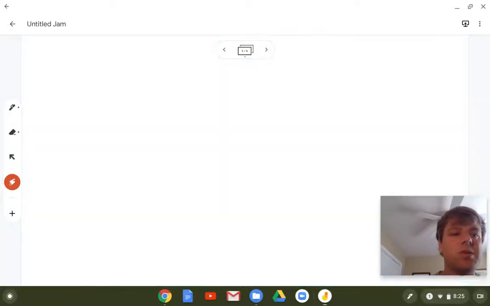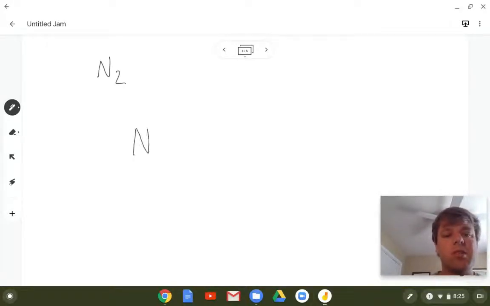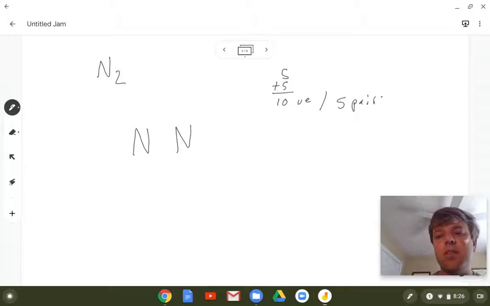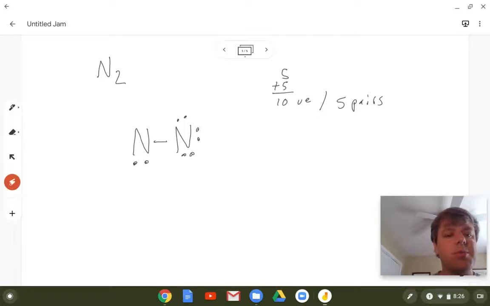We're going to move on to one more example. The N2 molecule, or the nitrogen molecule. And nitrogen has 5 valence electrons. So that's 10 valence electrons, or 5 pairs. So we go 1, 2, 3, 4, 5. That's all the electrons, but this poor nitrogen over here is short 2 pairs of electrons. So what we can do is we can actually share 2 pairs of electrons from this other nitrogen.